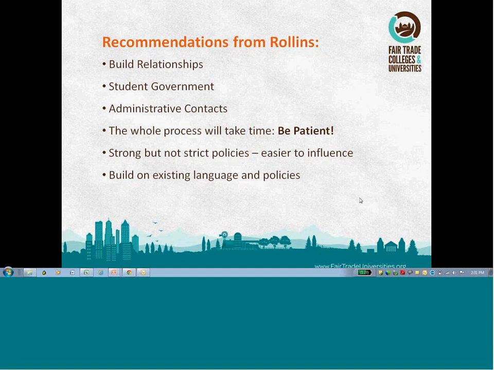It took some time, but it's one step at a time, being patient, finding all the different areas throughout the campus that you can go to for support, because that's what you need. You need the support of students, faculty, and staff, students being the most powerful voice on the campus.